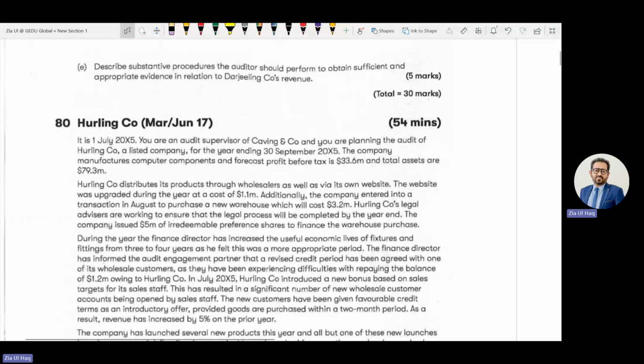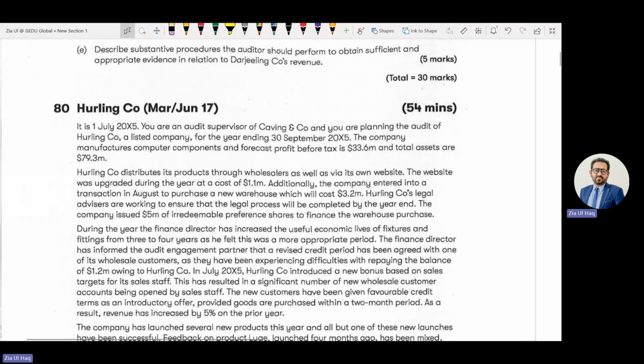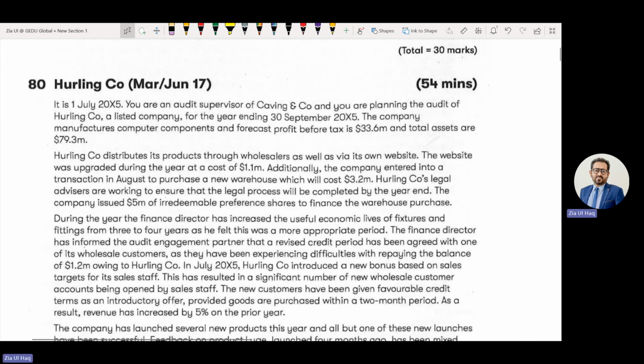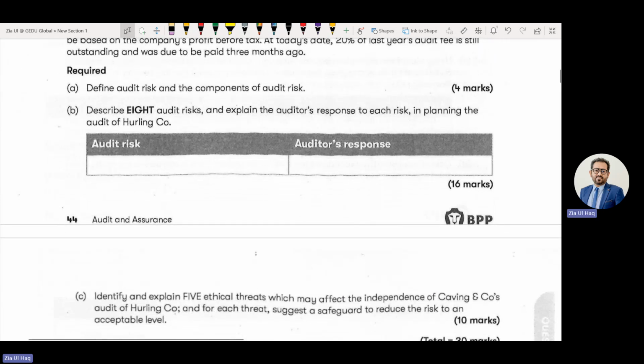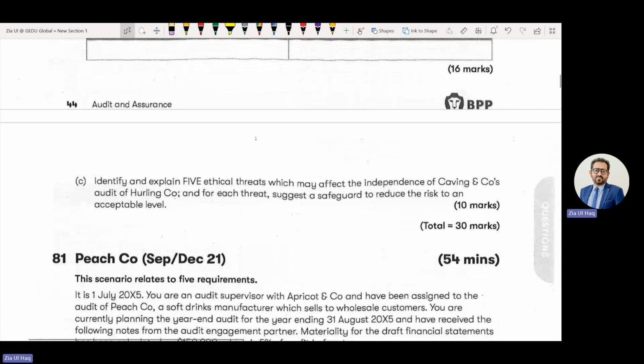Syllabus we have completed. Yes, we need to practice good questions that will tease you while sitting in the exam. We're having question number 80 from our BPP kit. It's a one-page case study. There are requirements A, B, and C. Three requirements are there.